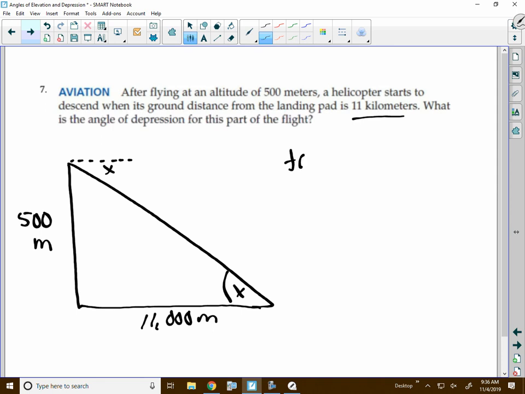But can't we just find the hypotenuse? Well, we're not looking for that side though. We're looking at the angle. If we were looking for the hypotenuse, we could do that. Yeah, but we're looking for the angle.